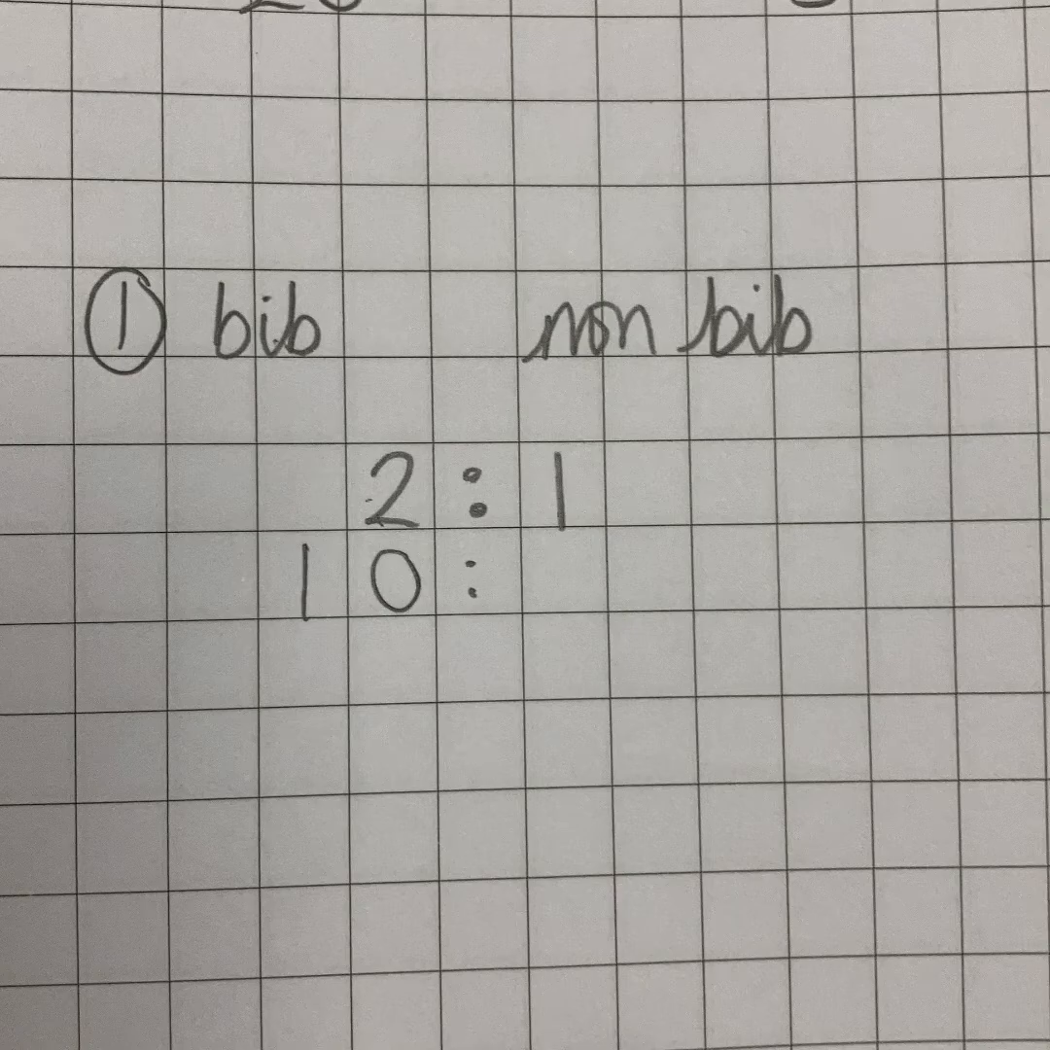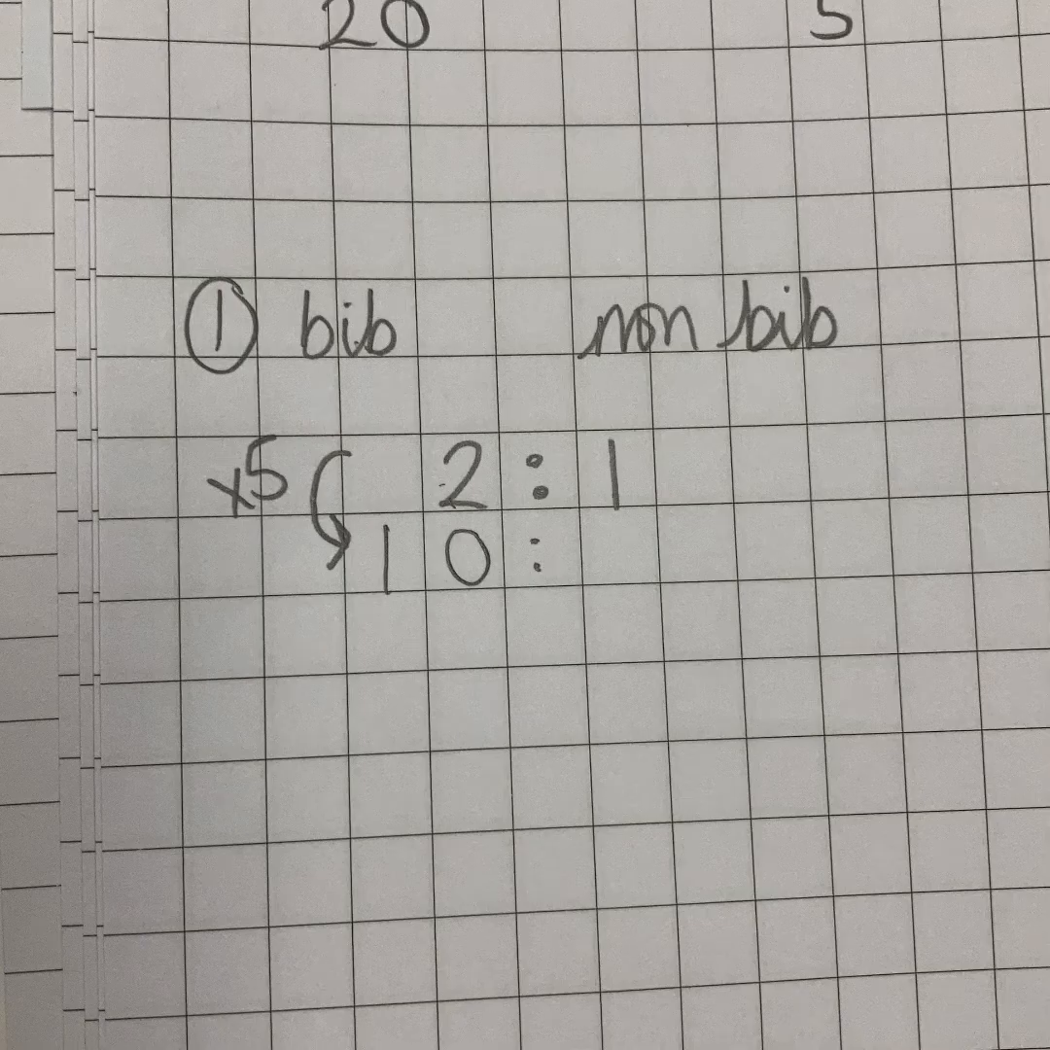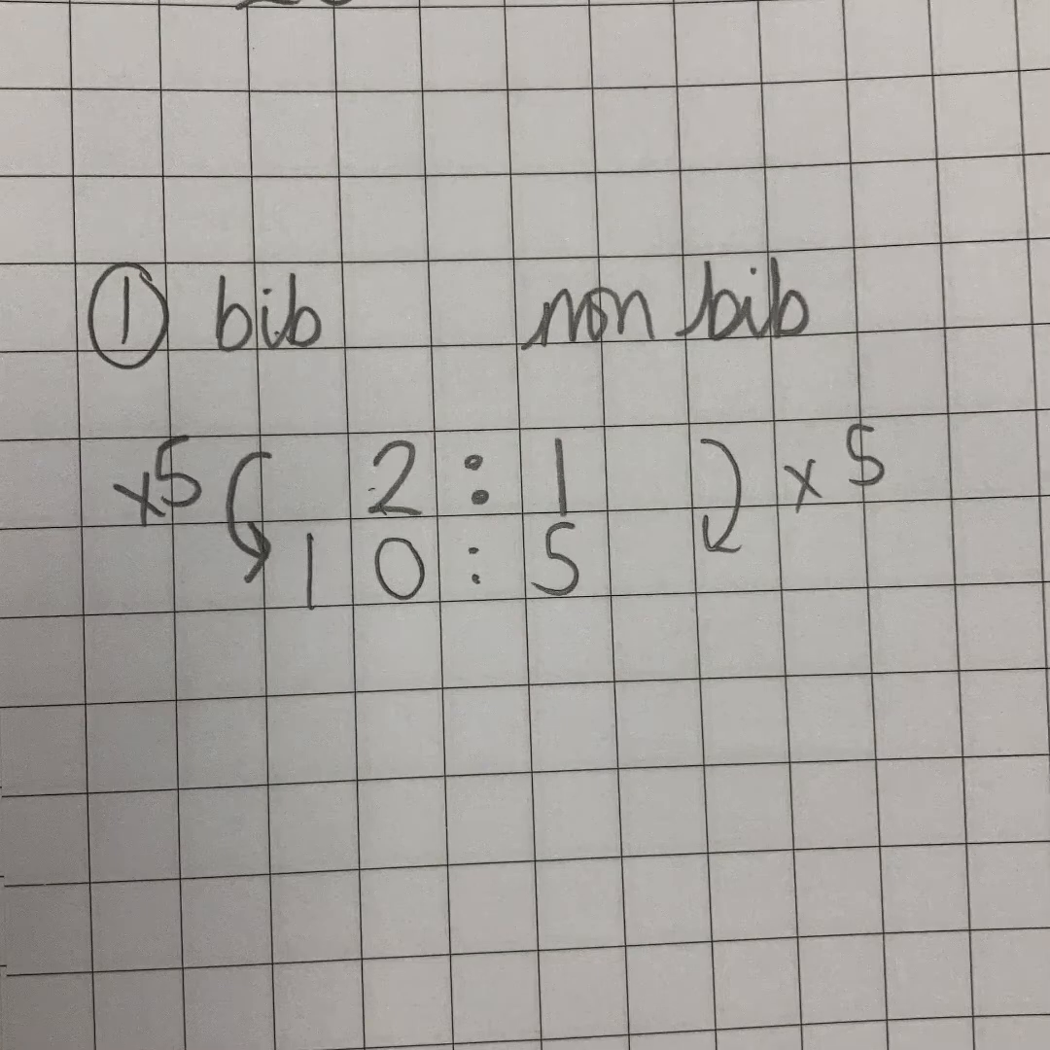What have I done to get from 2 to 10? What have I multiplied it by? Well, I've multiplied it by 5. So what am I going to have to do to the non-bib group then? Well, I have to times that group by 5 as well because I've got 5 lots of this group. 1 times 5 is 5. So for every 10 children wearing a bib, 5 children weren't wearing a bib.